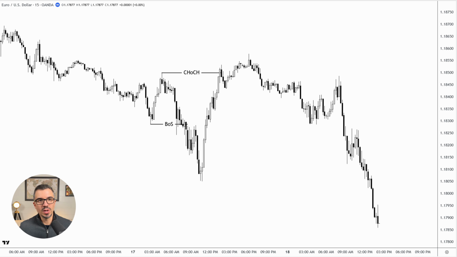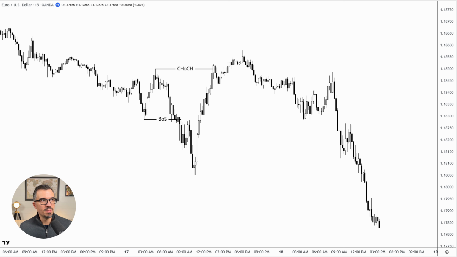Now, you can see that once we get the move below, notice how it accelerates below this low back here. And there's a reason for that. Again, you have the stops that built up below those. So that's why you have this acceleration below the low.